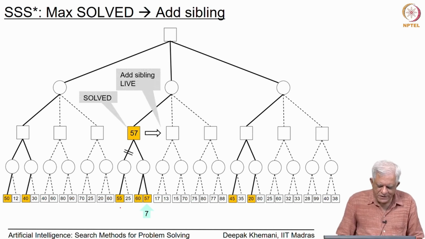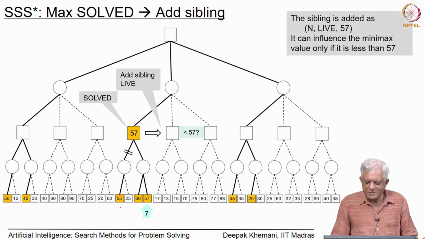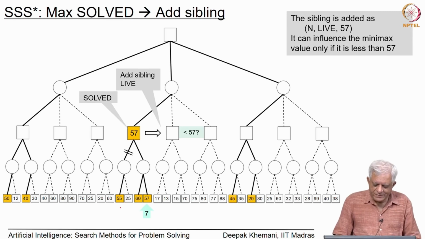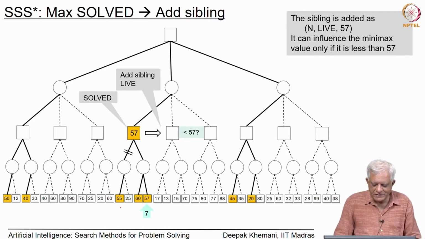So, max is solved, we will add its sibling to the priority queue and we will add it with an upper bound of 57. So, again remember why do we do this? Because the parent of this cluster, or the parent of this node, which is the value of 57, is a min value.